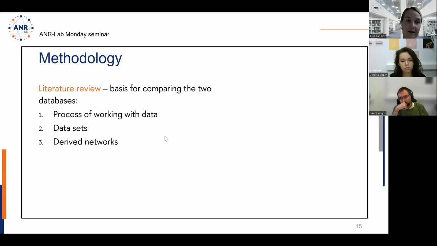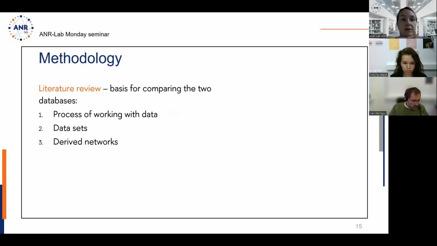So we can try to answer such kinds of questions with this type of analysis. Okay, so now I will tell you about the methodology that we used. Of course, we used the literature review as the basis of our future work, and we looked at different works, similar works which compare different databases.